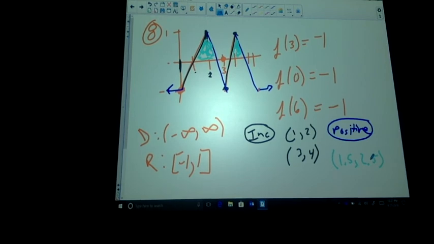All right, where's this next region? Where is this starting to take place? 3.5. Going all the way up to what? There you go.